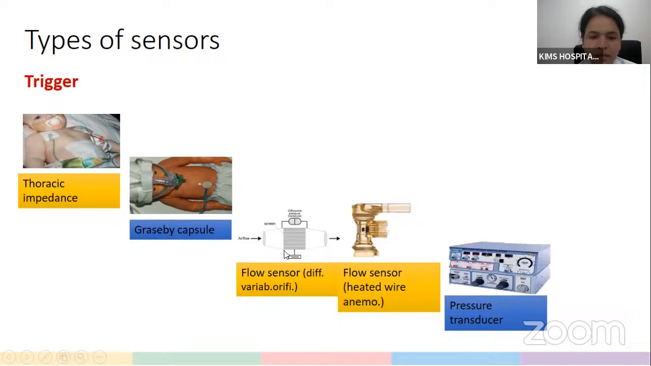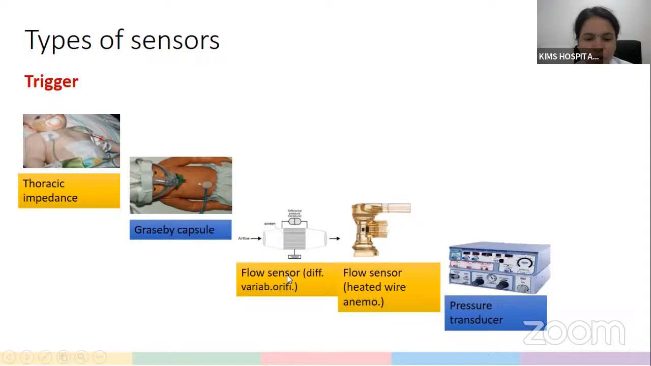And the other type being the differential variable orifice type of flow sensor, which is also called a pneumotachograph. The hot wire anemometer is available with ventilators such as Draeger and SLE 6000, whereas the pneumotachograph is the type of flow sensor available with the Sophie Stephanie ventilator.